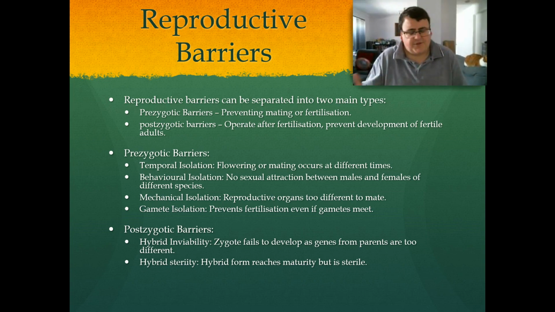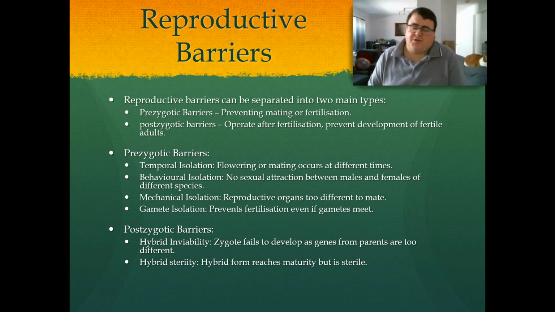Behavioural isolation. So back onto those mating rituals of birds. A pigeon's sexual attraction is not going to interest a magpie. They're not going to breed because they're just not interested in their different mating rituals. Mechanical isolation. Truthfully, the reproductive organs are just too different and they physically can't mate. And lastly, gamete isolation. That's when two species do manage to mate, but the sperm and the egg just won't ever fertilize because they're not compatible.